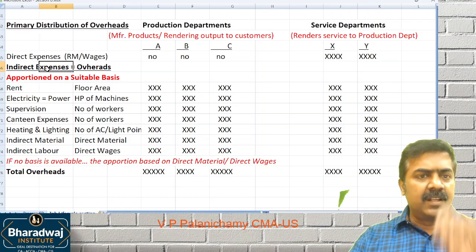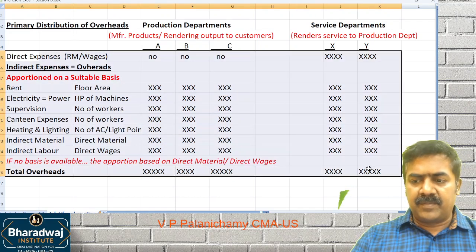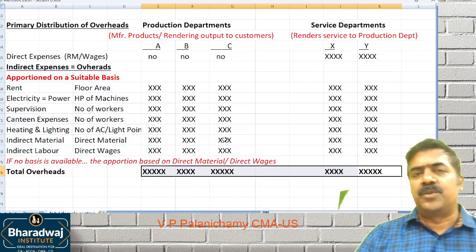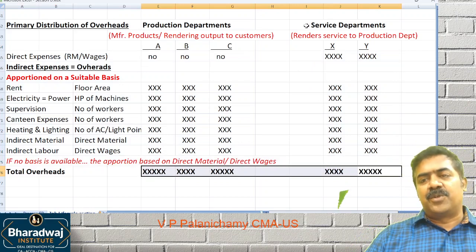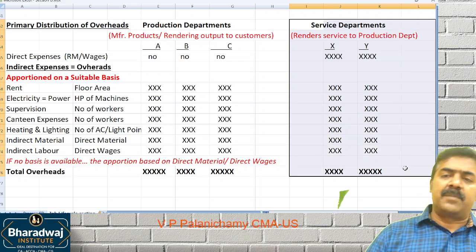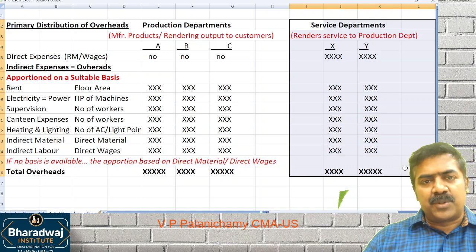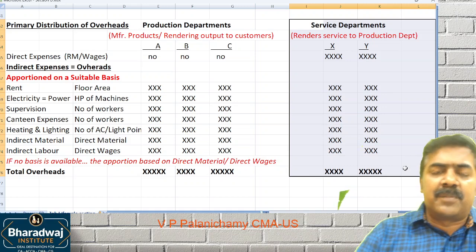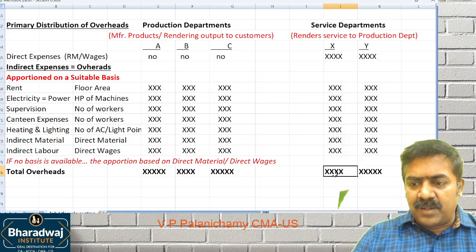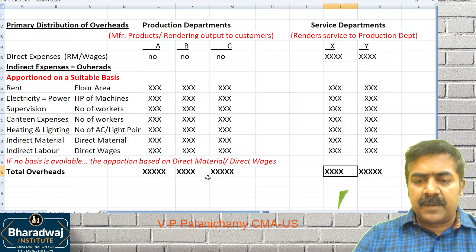This is called primary distribution. So when there is a primary distribution, there should be secondary distribution. What is a secondary distribution? Service departments. What is the purpose of having a service department? Is it to render service to customers? No. It is to render service to the production department. The service department expenses will be reallocated to the production department.